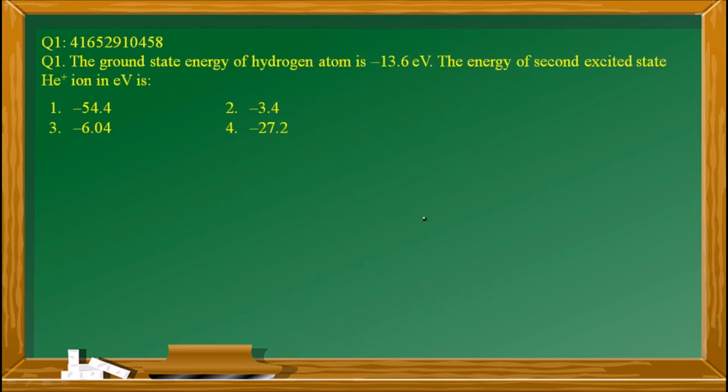Question number 1. The ground state energy of hydrogen atom is minus 13.6 electron volts. The energy of the second excited state of helium plus ion in electron volts is, they have given options: minus 54.4, minus 3.4, minus 6.04, minus 27.2. Let us see the solutions.